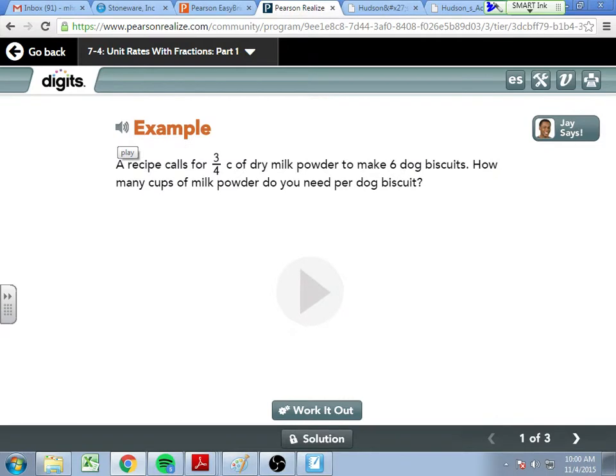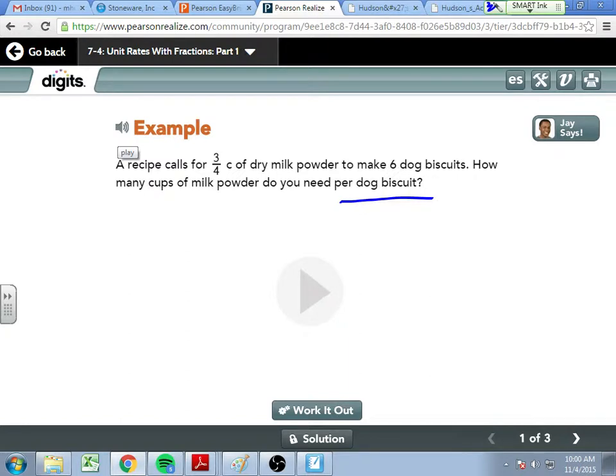We have a recipe that calls for 3/4 cup of dry milk to make 6 dog biscuits. Now, if you still are trying to figure out a Phoenix Fair idea, we've had people make dog treats, and it turned out really well. They sold really well. They were just peanut butter dog treats, and there's recipes all over the internet. How many cups of milk powder do you need per dog biscuit?